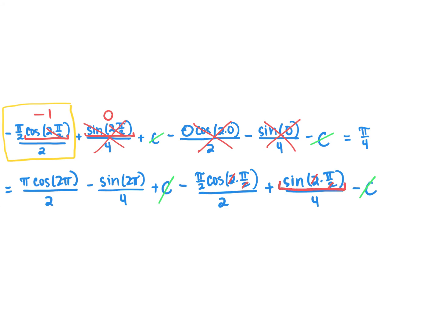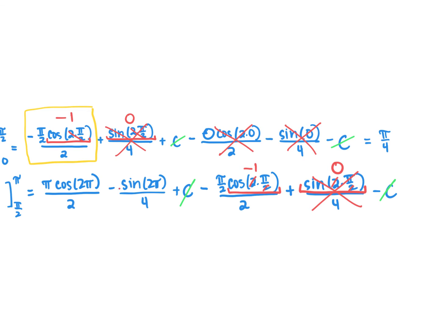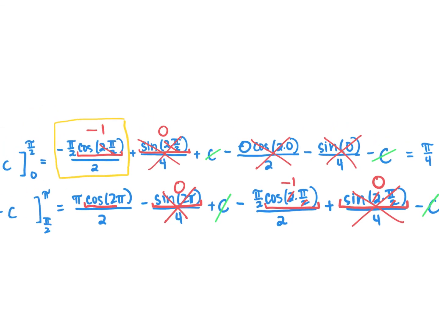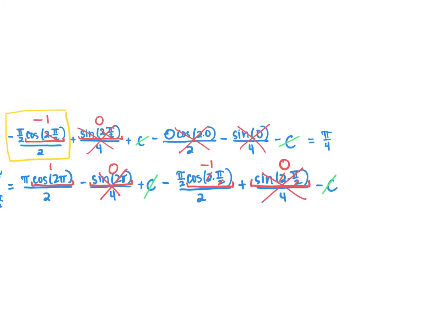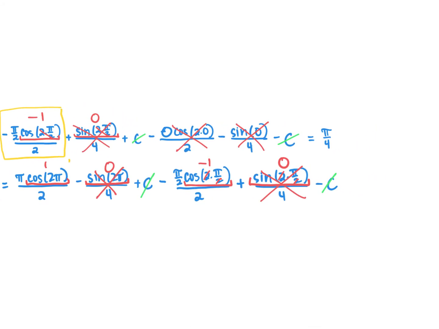The sine of pi is 0, so that knocks all of this out. The cosine of pi is -1. The sine of 2 pi is 0. And the cosine of 2 pi is +1. So I am left with this expression here, pi times 1 times half. And then I'm left with this expression minus pi halves times -1 times half.